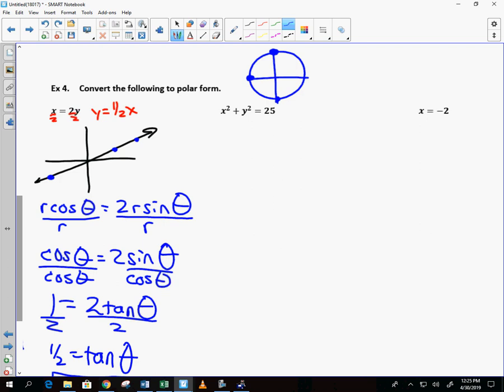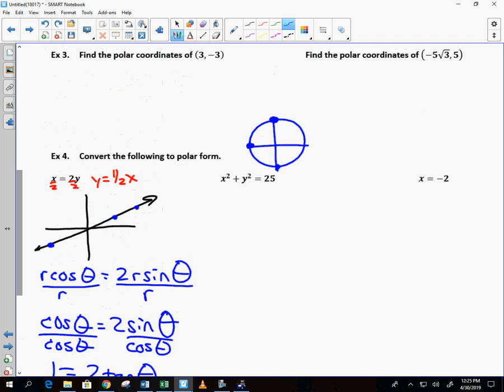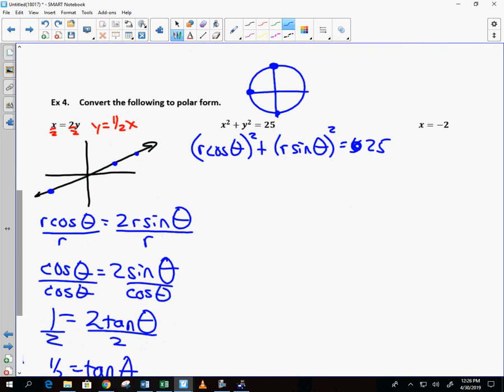So it's the opposite of this situation. Here, all that mattered is what theta was. r did not matter. In this one, r does matter. Theta doesn't. So that's going to impact our answer. We put in r cosine of theta for x, r sine of theta for y, and I get r squared cosine squared of theta plus r squared sine squared of theta is equal to 25.